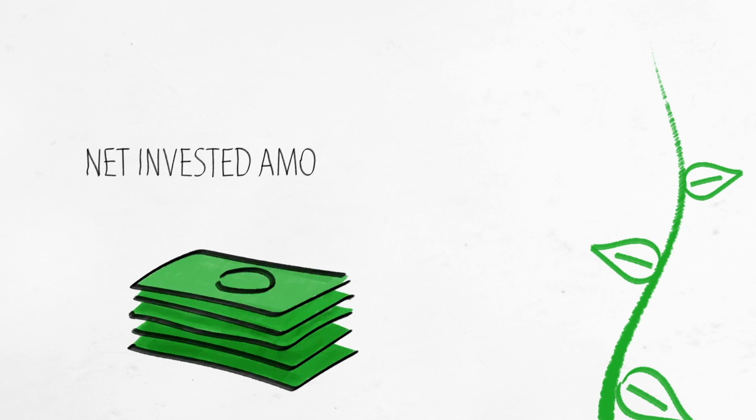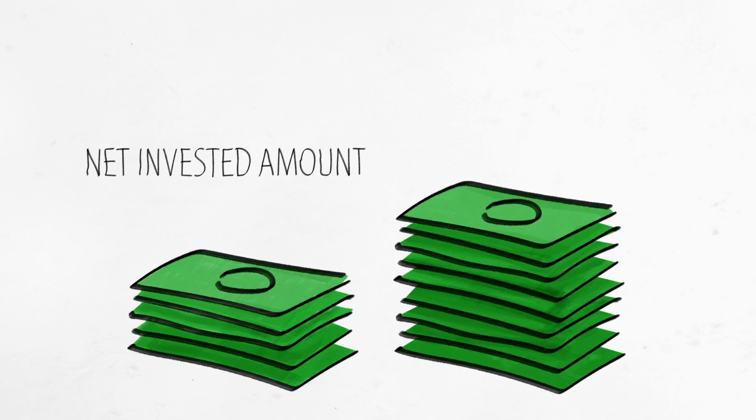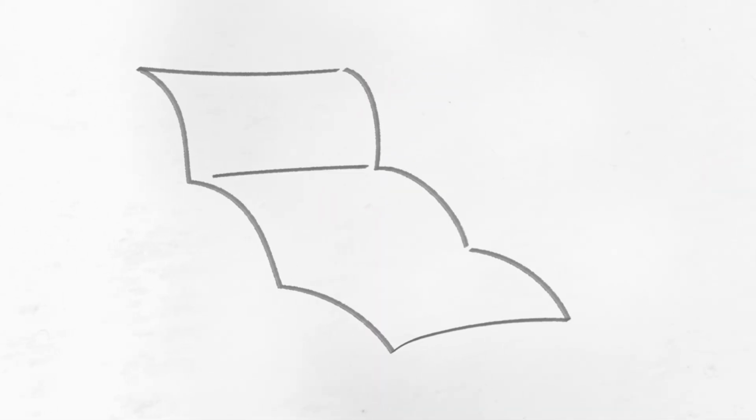In theory, you simply look at your net invested amount, which is the value of all your deposits less any withdrawals, and compare it to how much your investment is worth today, known as market value. The difference should be how much you've made. Doesn't seem like rocket science, does it? In practice, things are different.